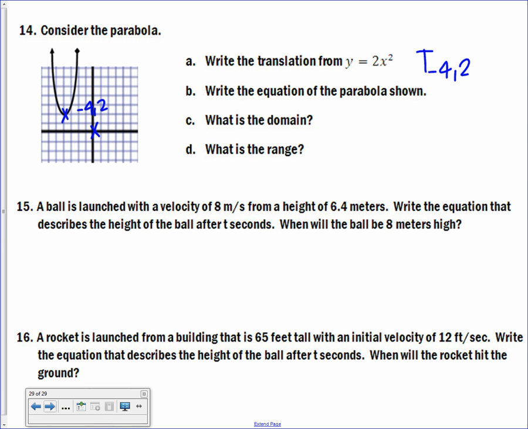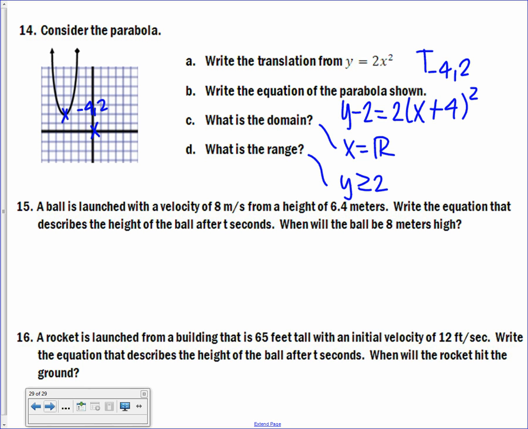The equation is to write it in then. So y minus 2 equals 2, and then x minus a negative 4 becomes x plus 4 squared. The domain of all parabolas is x equals all real, and the range, it used to be greater than or equal to 0, but now it's going to be greater than or equal to 2, because that's where our vertex point is. Okay, a couple more. You guys are doing great.